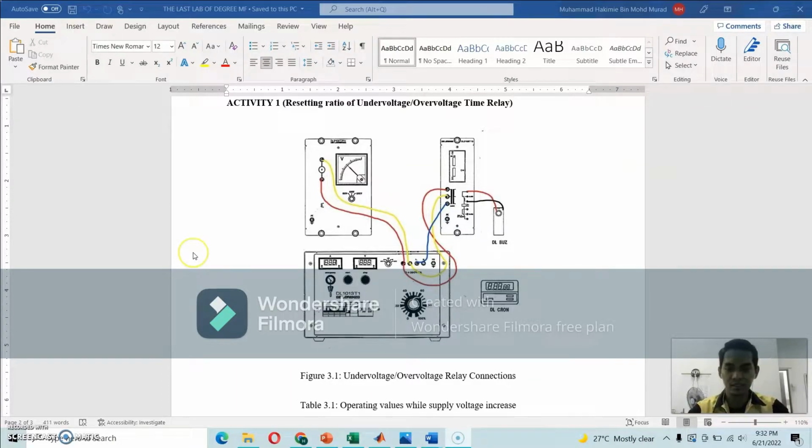Basically, this is the circuit that will be assembled during this activity. The components consist of a 3-phase power supply, an acoustic continuity tester, or we can call it a buzzer, and then an electronic stopclock. This is the circuit that will be connected to the relay, and this will be connected to the buzzer to emit an alarm.